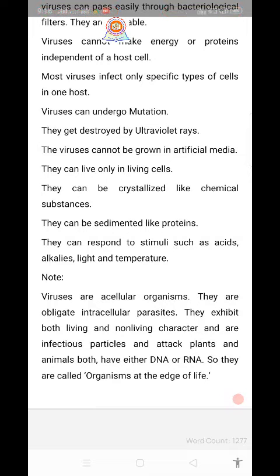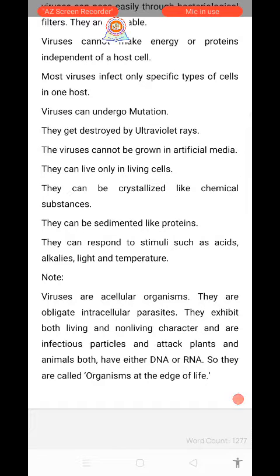They exhibit both living and non-living characters, and are infectious particles that attack plants and animals both. They have genetic material as either DNA or RNA, not both DNA and RNA present in the viruses. So these are some properties or general characters of the viruses, where certain characters are non-living characters and certain characters are living characters.